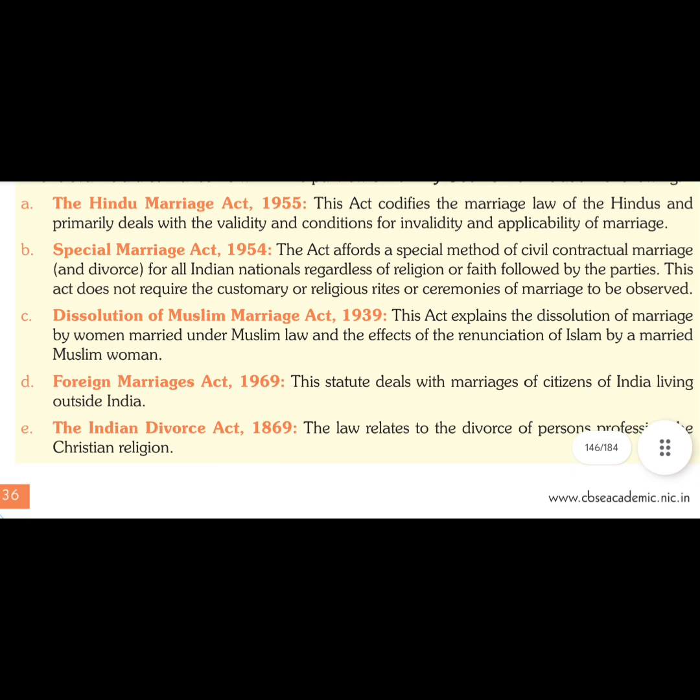HMA, as the name suggests, codifies the marriage law of Hindus and deals with validity, conditions for invalidity, and applicability of marriage. कि marriage valid कब होगी, marriage invalid कब होगी, that all is HMA. Special Marriage Act affords a special method of civil contractual marriage and divorce for all Indian nationals regardless of religion or faith followed by the parties.